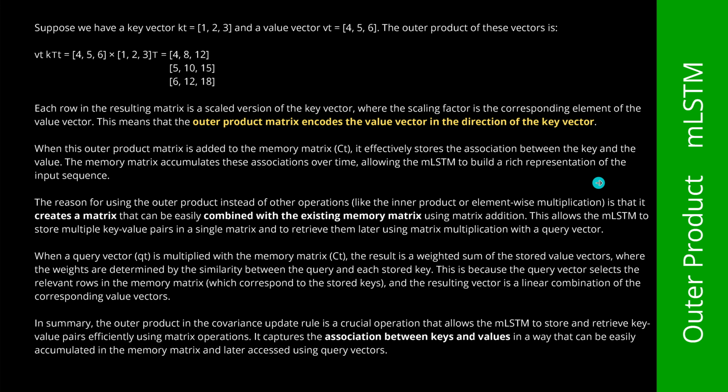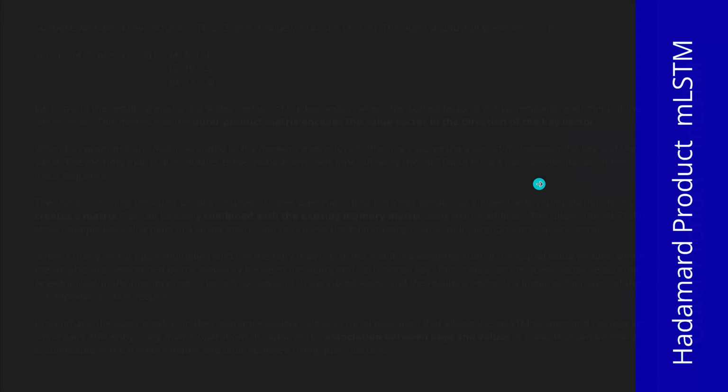And for my very green grasshoppers who told me they want a simple example, well, of course. Suppose you have a key vector here and a value vector, and the outer product of these vectors is simply this. If you look at this, you see that each row in the resulting matrix is a scaled version of the key vector, where the scaling factor is the corresponding element of the value vector. So what this means is that the outer product matrix encodes the value vector in the direction of the key vector. And this is exactly what we are looking for in an additional matrix input flow. And this is what makes this system so easy.